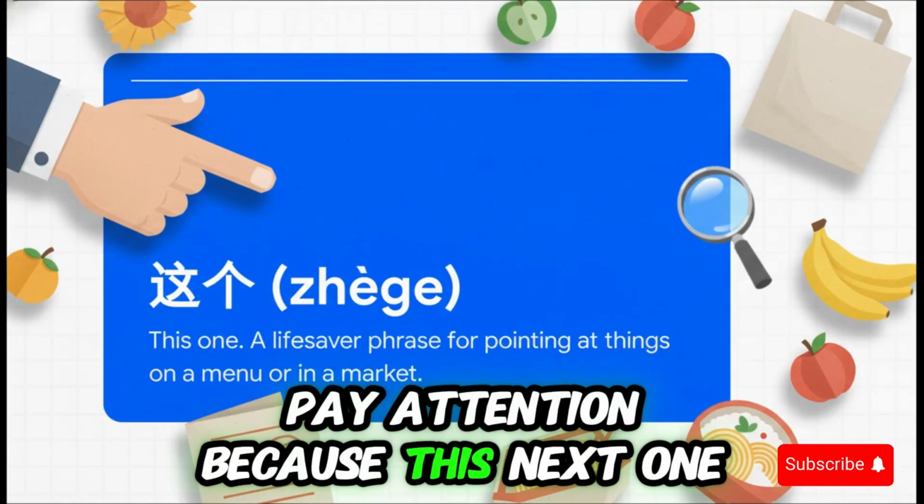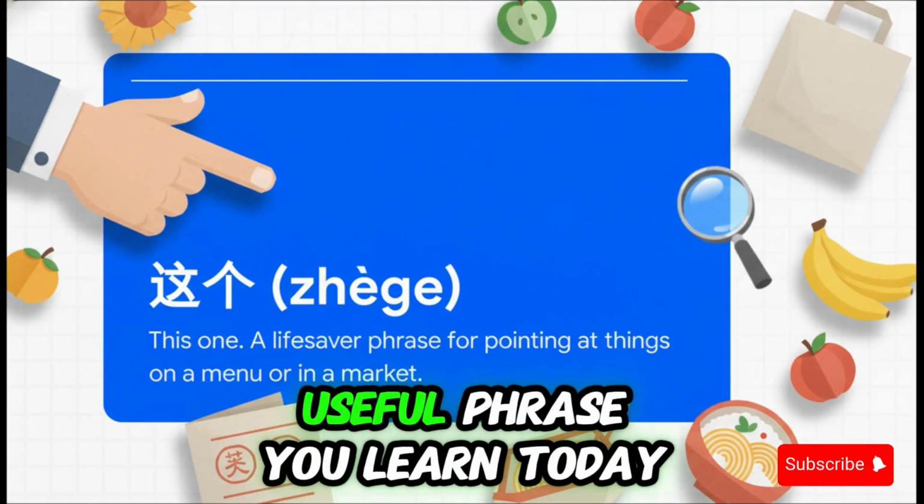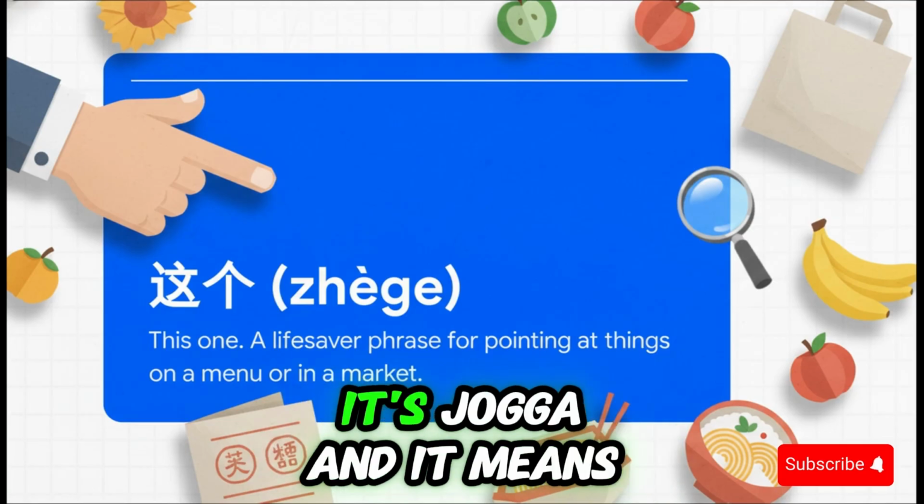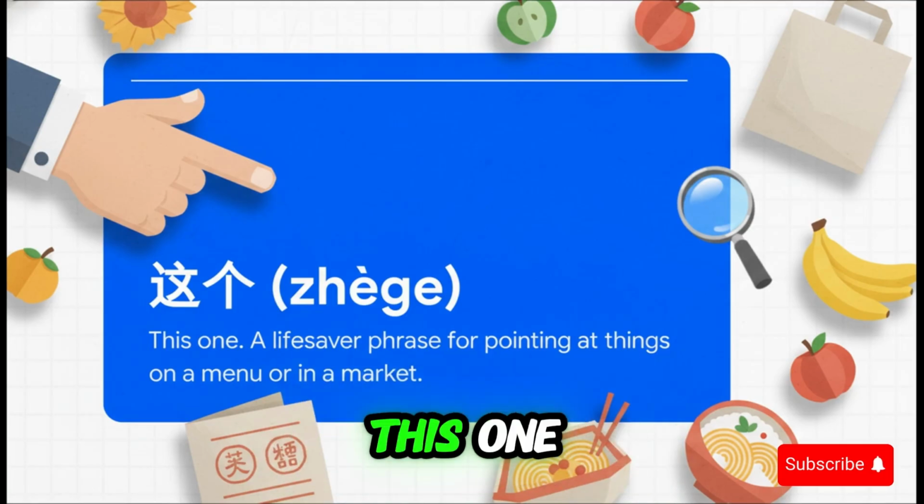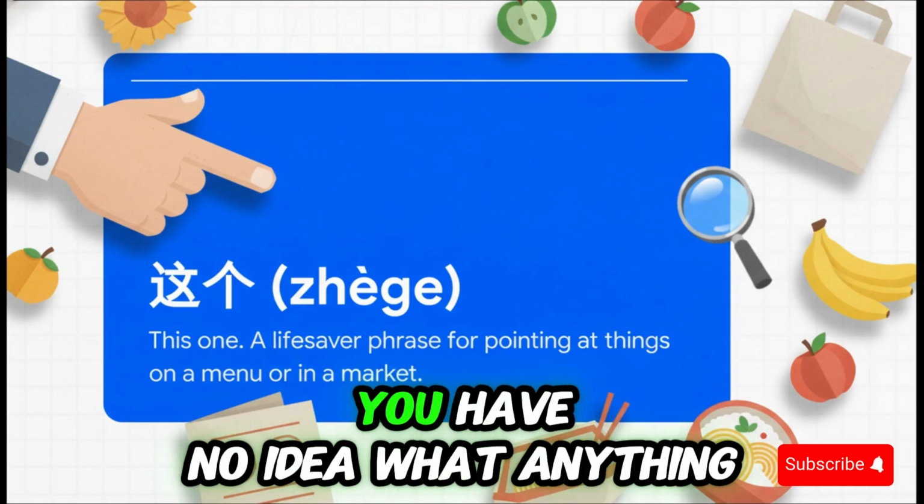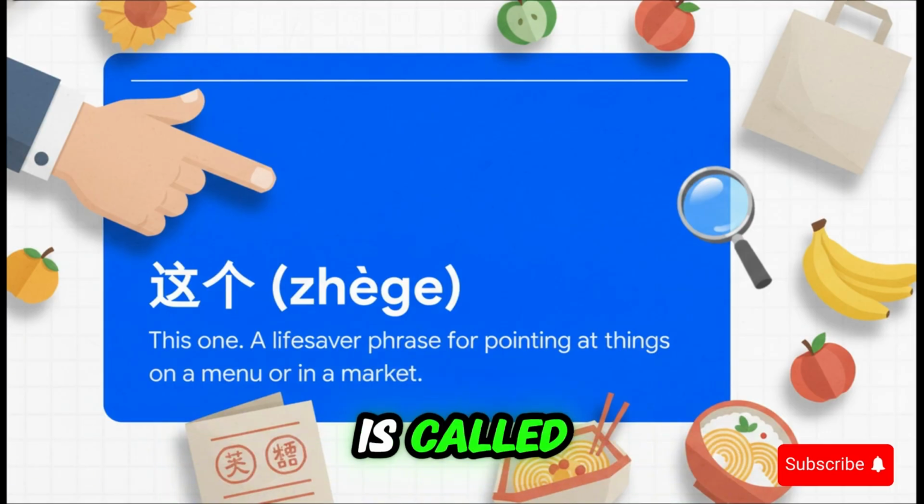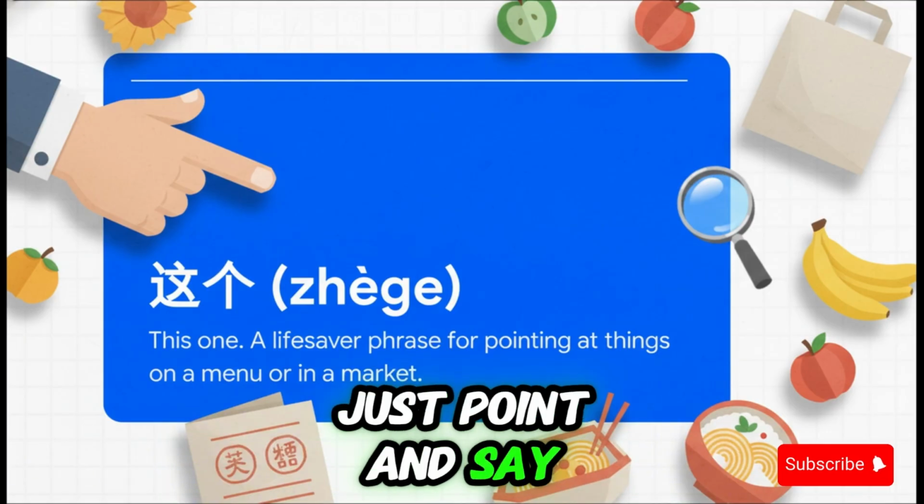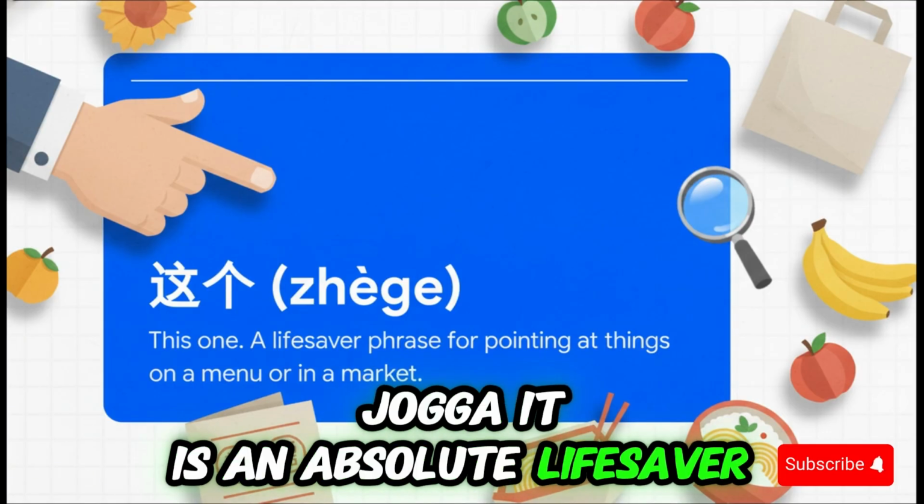Pay attention, because this next one might be the single most useful phrase you learn today. It's 这个, and it means this one. Seriously, think about it. You're at a market, you're looking at a menu, you have no idea what anything is called. What do you do? You just point and say, 这个. It is an absolute lifesaver.